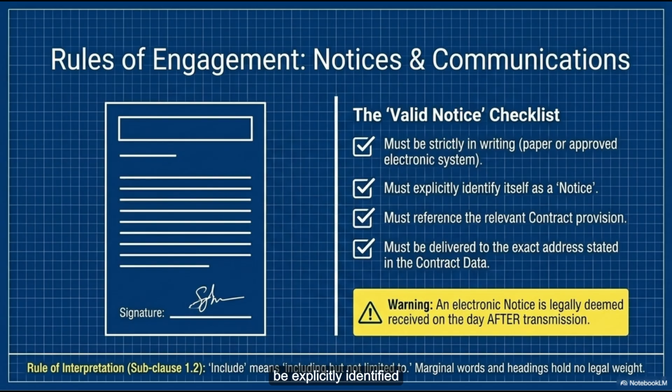It must be explicitly identified at the top as a notice. Right, it needs the label. And it must be delivered via a paper original signed by an authorized RERP or through a specifically agreed upon, highly secure electronic system. And it only takes legal effect the moment it is physically or electronically received. Yeah. A notice in this context is essentially the starting gun for legal and financial consequences. It triggers a highly specific timeline. Like a countdown clock. Exactly.